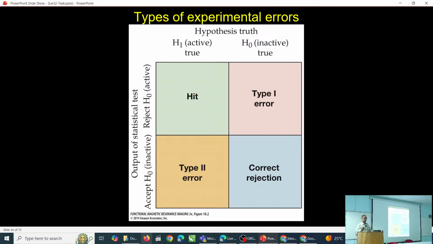Does anyone know what false positives are? What are false positives? Good. Right. So can you give an example? Can you give an example? It doesn't have to be MR related. Can you give an example of type 1 error?